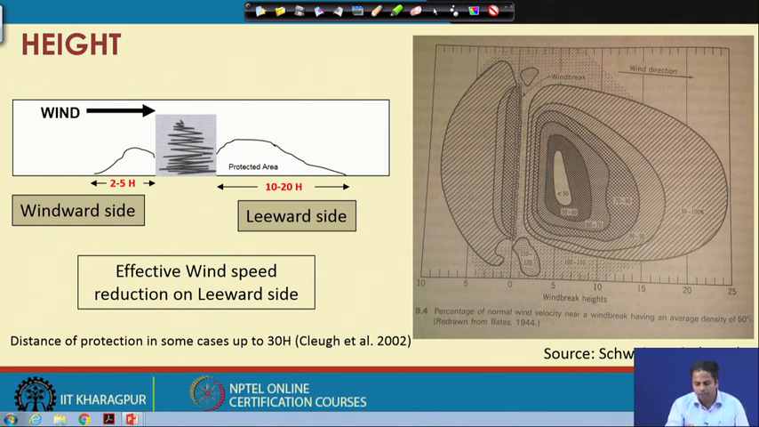So now here we are discussing the height. Most of the effect is visible up to a distance of around 10 to 15 H.